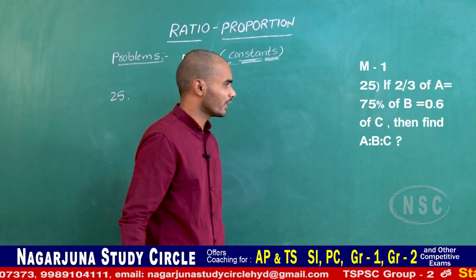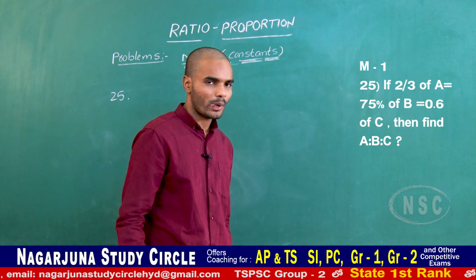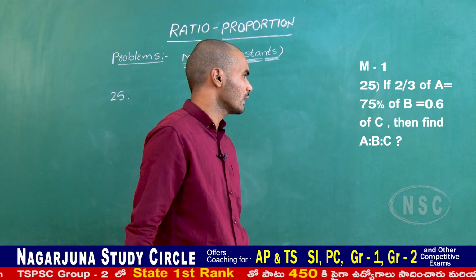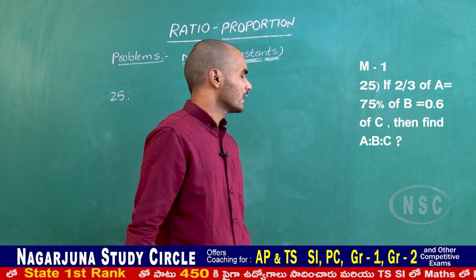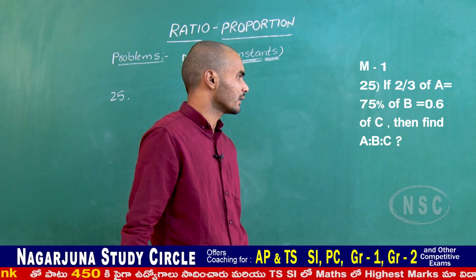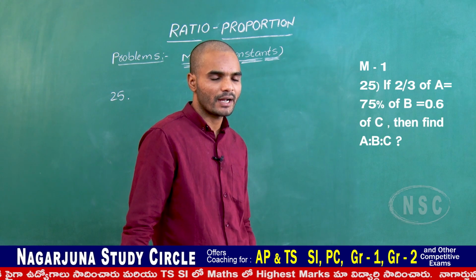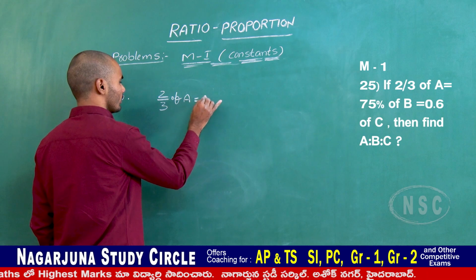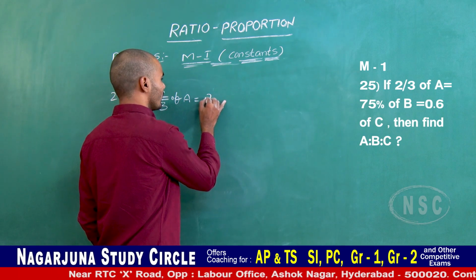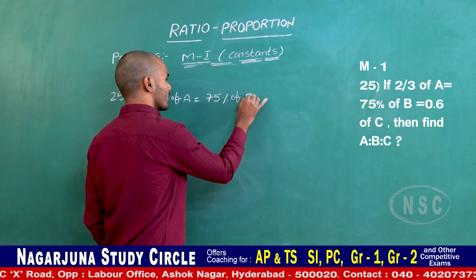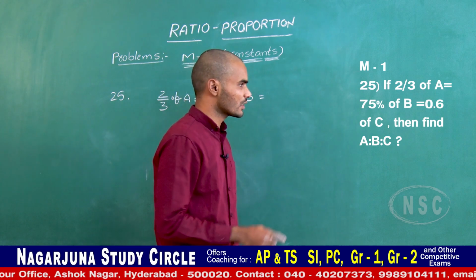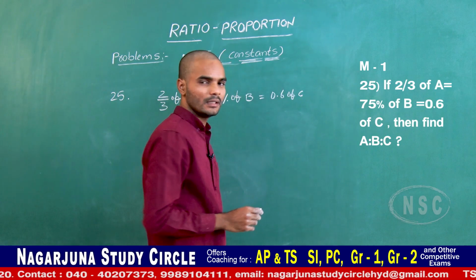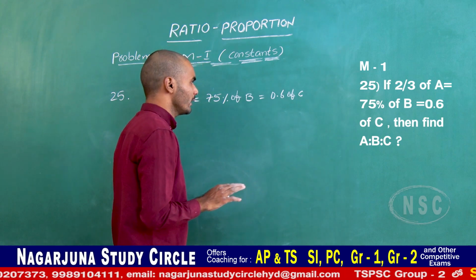Okay, question number 25. The given data is 2 by 3 of A is equal to 75% of B is equal to 0.6 of C. Then find A is to B is to C.